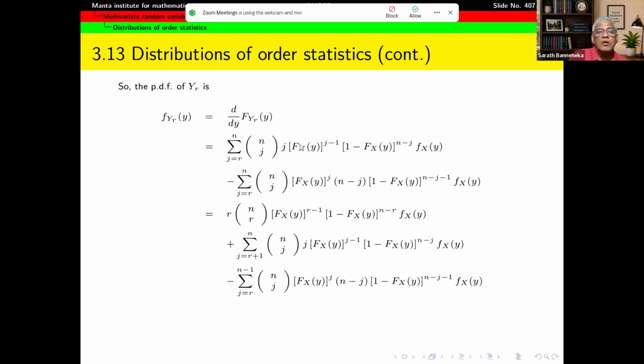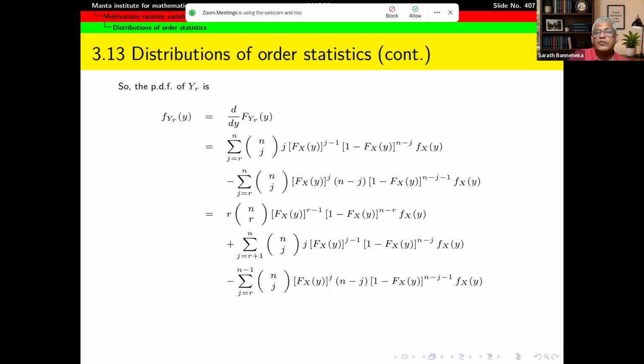And then what is done here is separate the first item coming from this summation here, j equal to r summation, right? So that is this term here. And then the remaining terms, j from r plus 1 to n, this term is this one. And this negative term is this one, right?